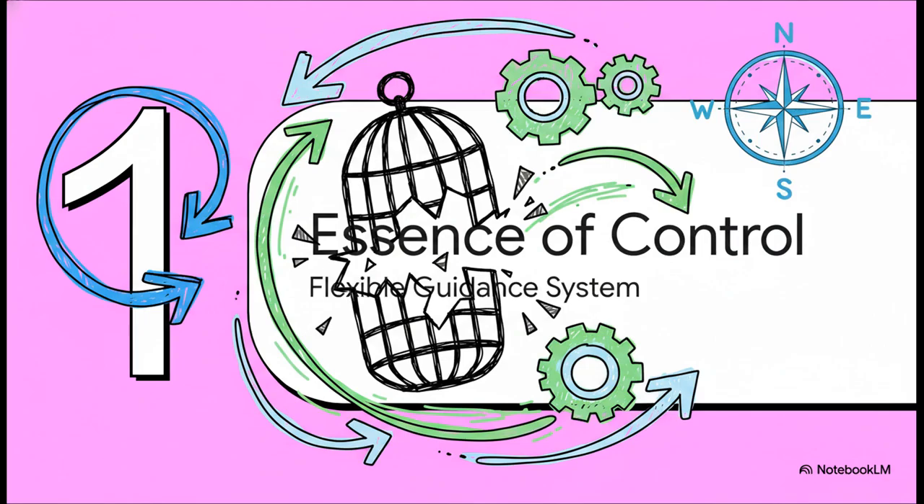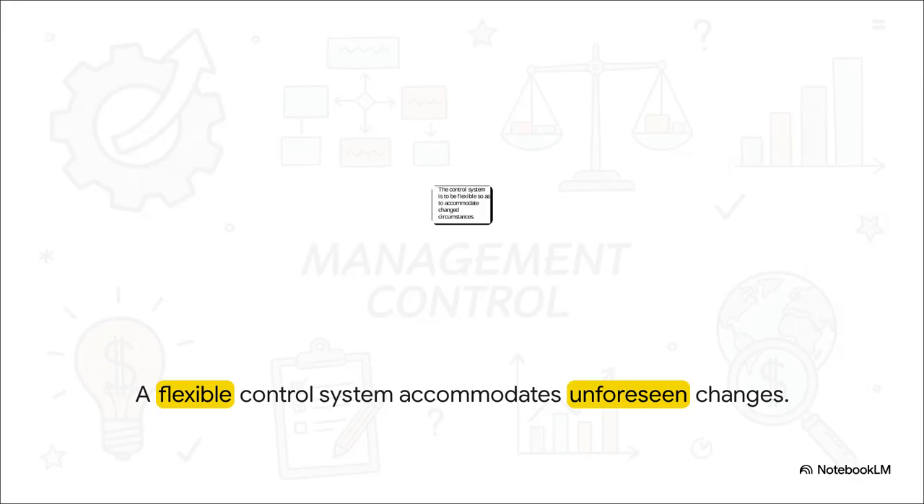All right, let's dive right into Section 1, the essence of management control, which is really best thought of as a flexible guidance system. At its core, effective control is not some rigid cage. It literally has to be flexible to accommodate changed circumstances.